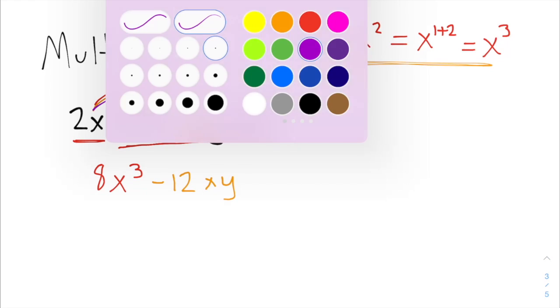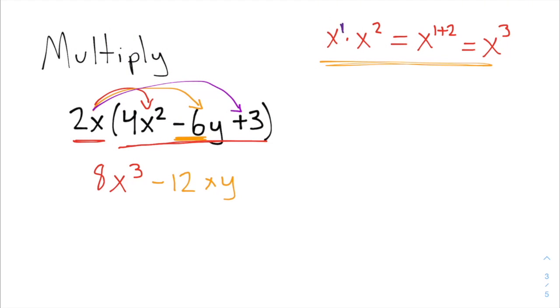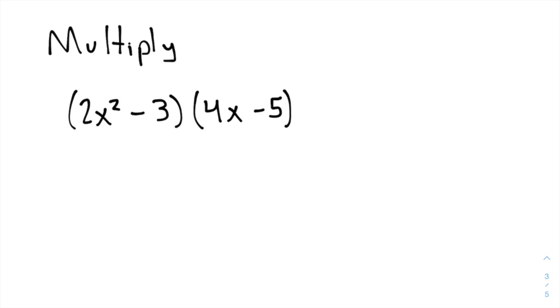And then I have 2x times a positive 3. So 2 times 3 becomes positive 6. There's nothing for me to multiply the x with, so it just tags along: 6x. And that is the final answer.